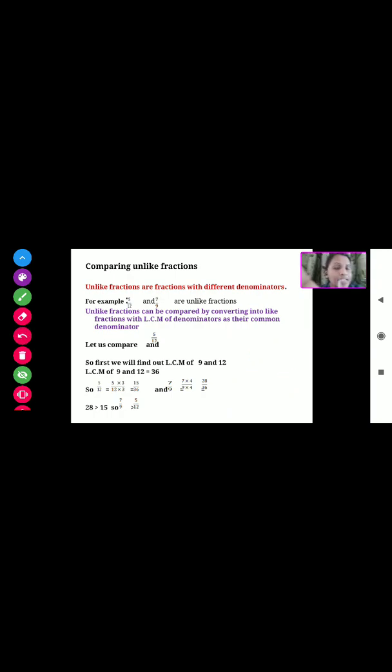So if it is given there, arrange all given fractions in descending order or in ascending order. So if they are unlike fractions, what do you have to do first? First you have to find out the LCM of the given fractions. Then you have to find out equivalent fractions, and then you have to compare all the given fractions. Like this you can arrange them in descending and ascending order.